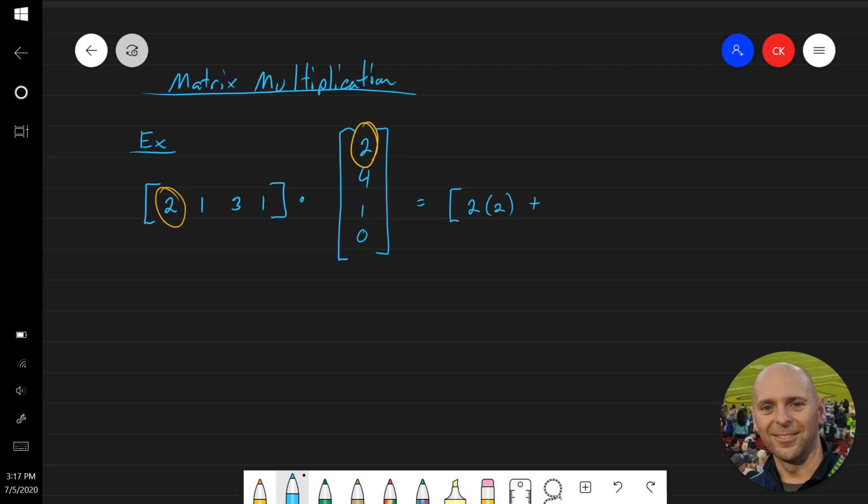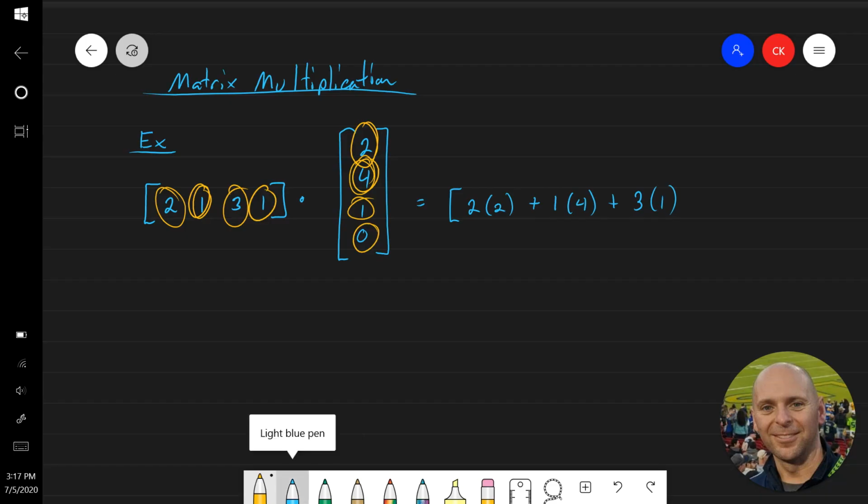And then we're going to add to that the product of the next corresponding elements. So the second element here, 1 times 4. And then we'll add in the next product, 3 times 1. And then finally, 1 times 0, which is obviously 0. But again, I'm going to write this out deliberately so we have it all written out. And then we just add up all of that, and that turns into 11. So this now becomes a 1-by-1 matrix, and its only element is the number 11.